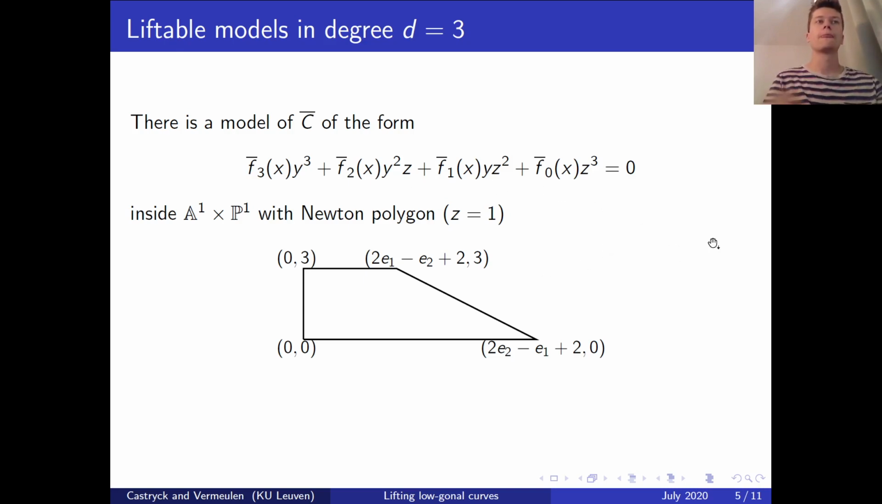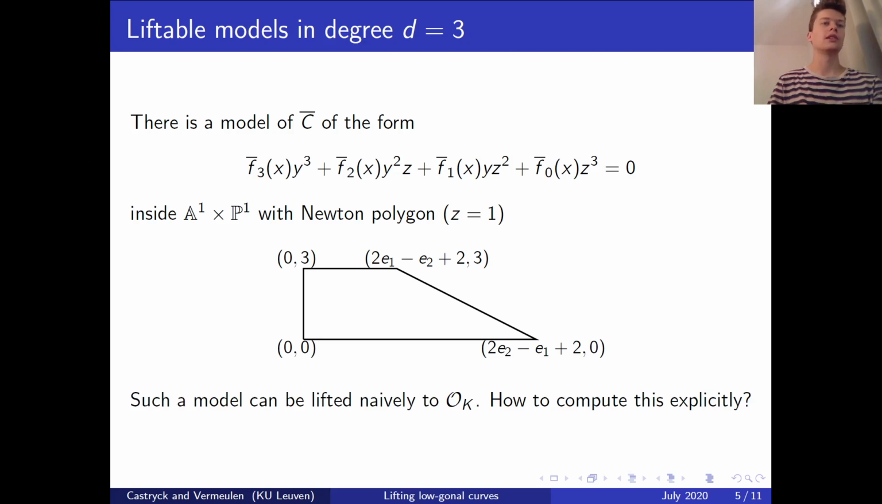So I say that this polynomial has a Newton polygon pictured right here. So this basically means that, for example, the degree of this polynomial f0 in x is at most this quantity here, 2e2 minus e1 plus 2. And then the degree of f3 is at most this quantity right here, and the same thing with the degrees of these f1 and f2. So it turns out that if you have a model of this shape, then it's automatically liftable to OK. So if you take any polynomial over OK, which reduces to this one modulo p, and it should have the same Newton polygon, then this will be a good lift.